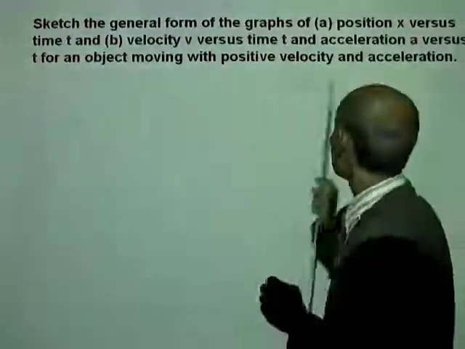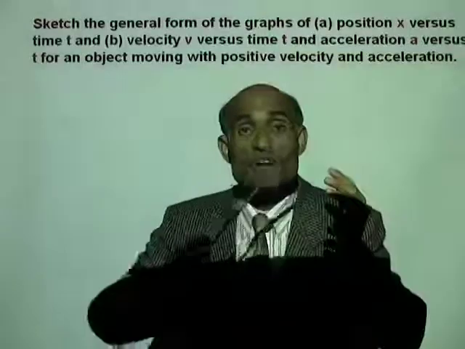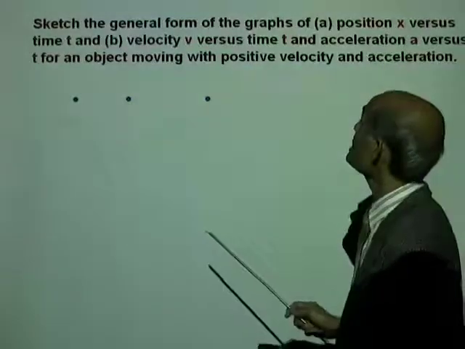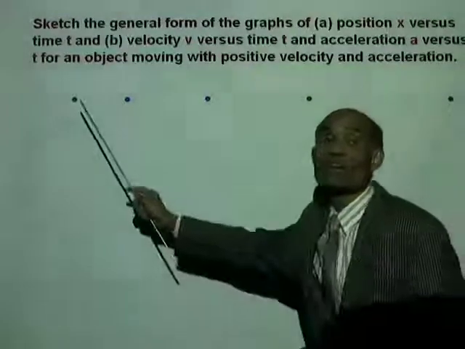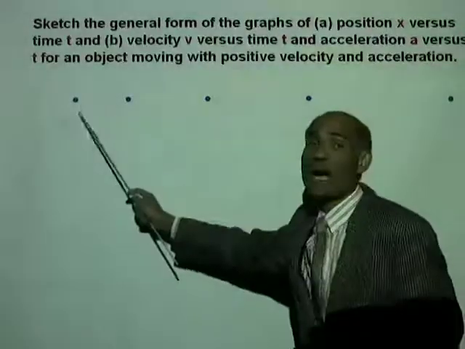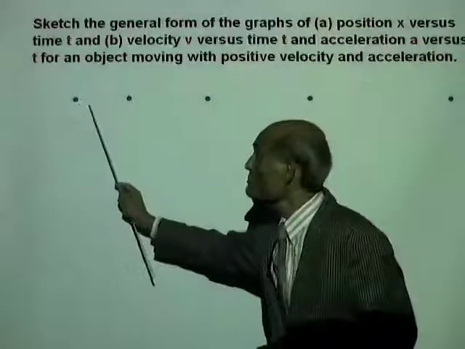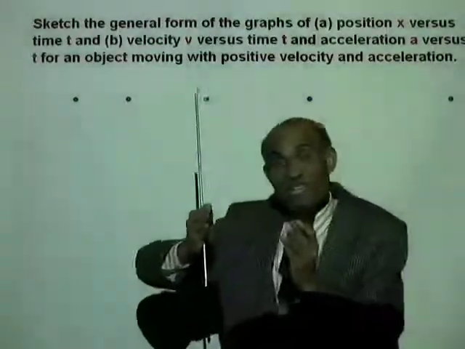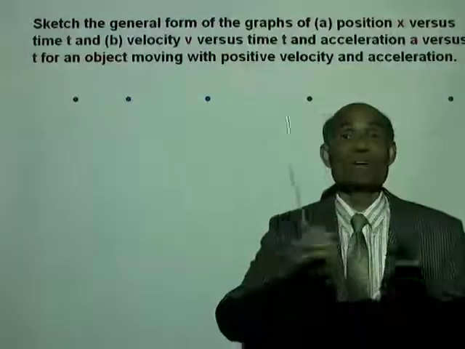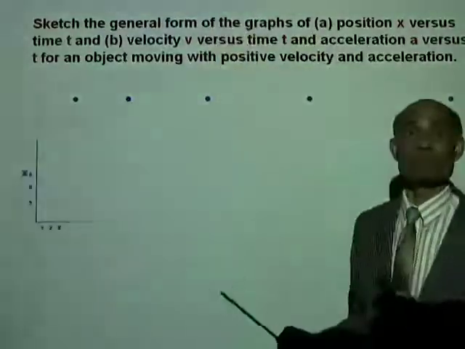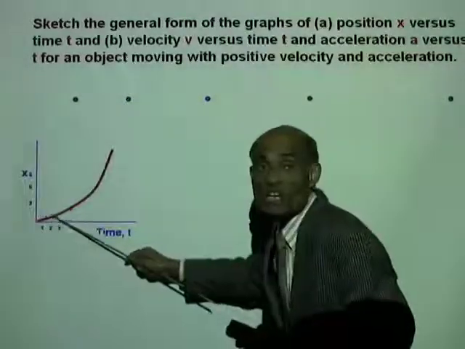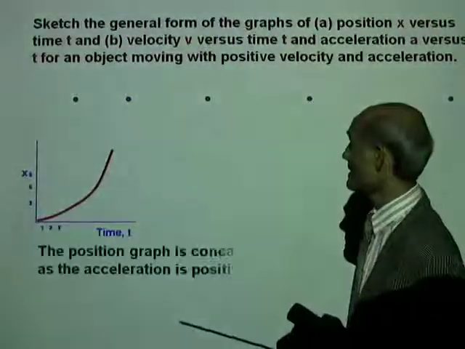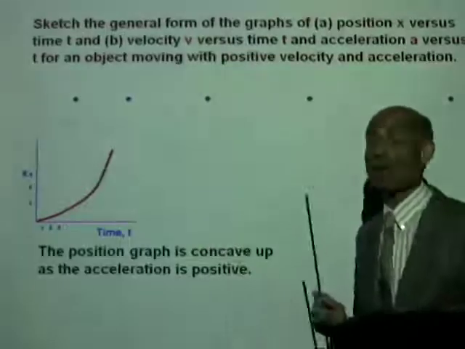So, if the acceleration is positive, the position graph will be concave up. Well, let's look at this. Here is the case of the object that is moving with positive velocity and positive acceleration. Look at this. If this is the displacement in the first second, this is the displacement in the third second, the displacement each second is greater than the previous second. That means the graph will be concave up. So x against t will be concave up. Each second, the displacement is greater than the previous second. The position graph is concave up.